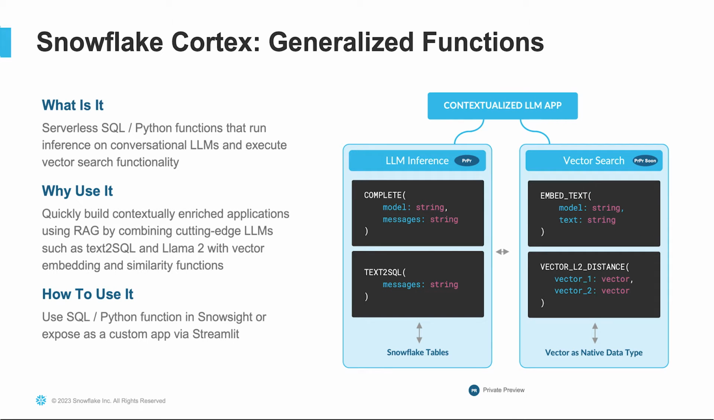Cortex app functions are serverless SQL or Python functions that run inference on conversational LLMs and execute vector search functionality. Quickly build contextually enriched applications using RAG by combining cutting-edge LLMs such as our own text-to-SQL and Meta's Llama 2 with vector embeddings and similarity functions. Use SQL or Python functions in Snowsight, or expose as a custom app via Streamlit.